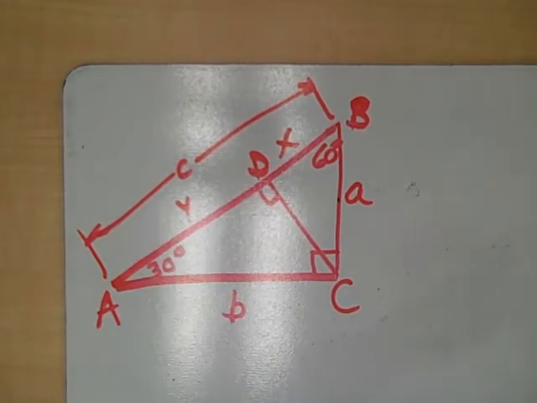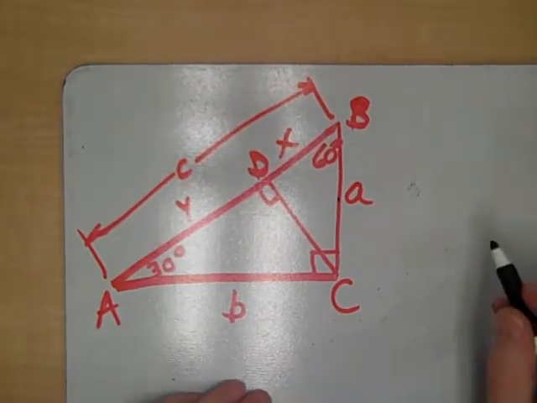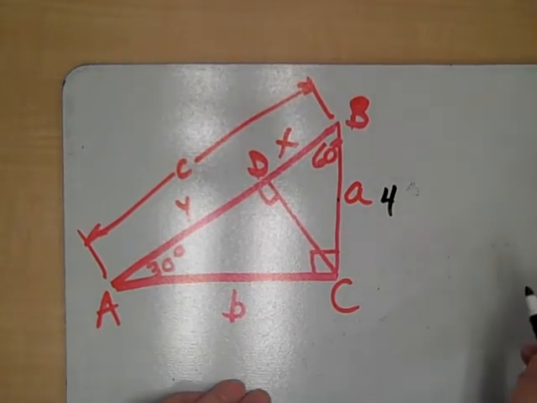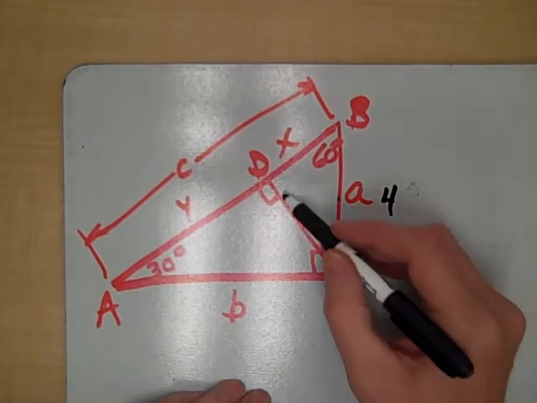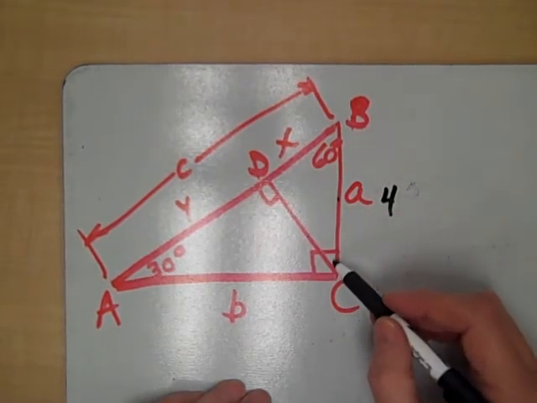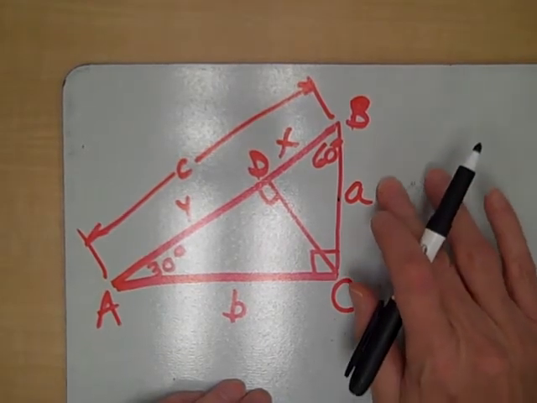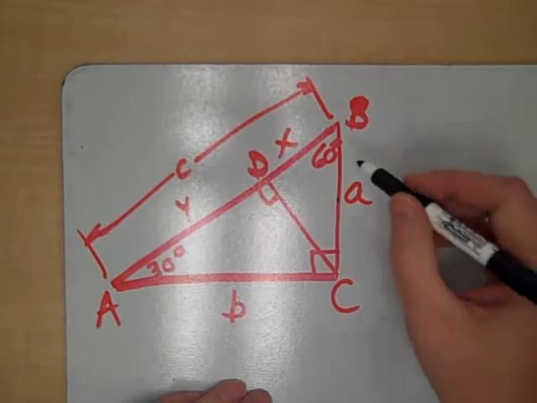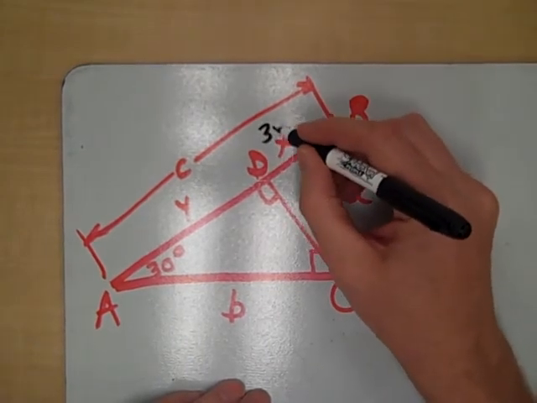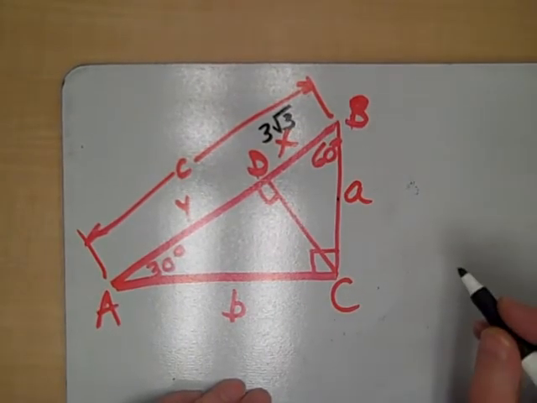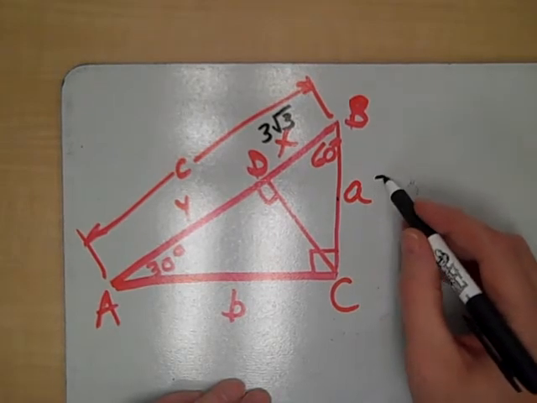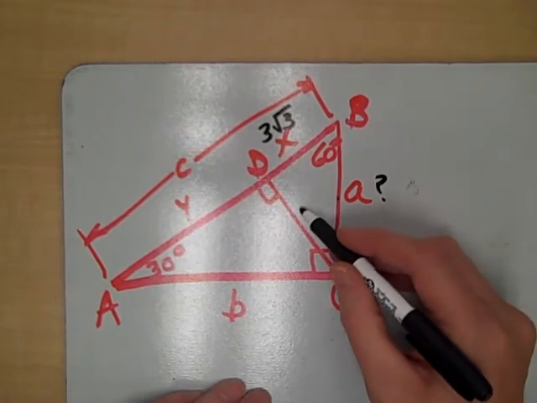Number 9. If A is 4, find CD, which is this side right here. What am I looking at? That's number 9. Let's look at number 8 first. If X is 3 radical 3, find A and find CD.